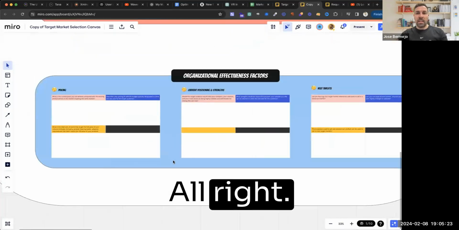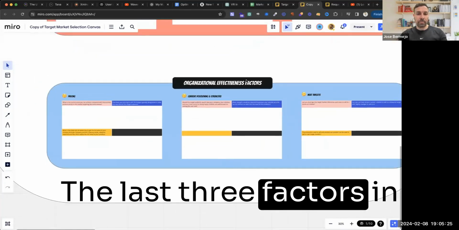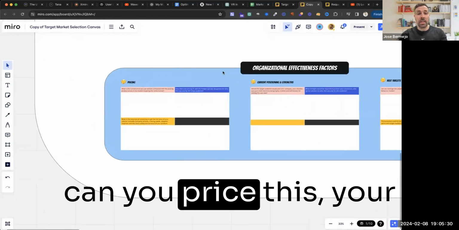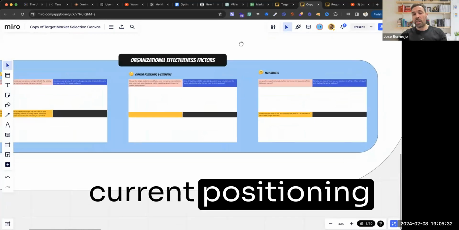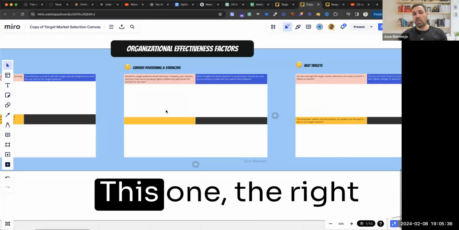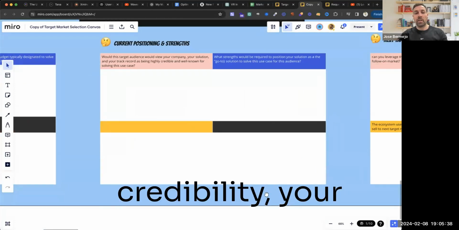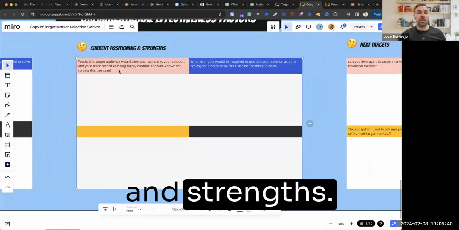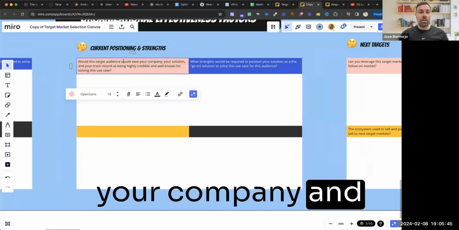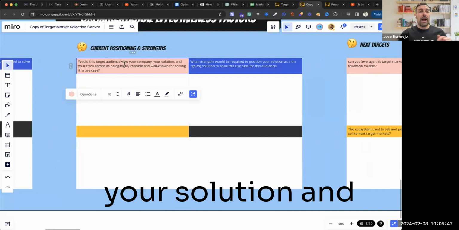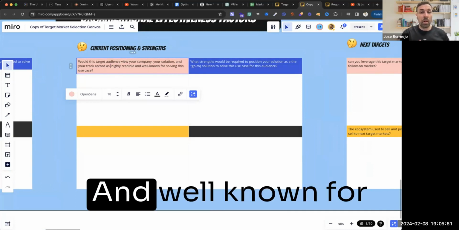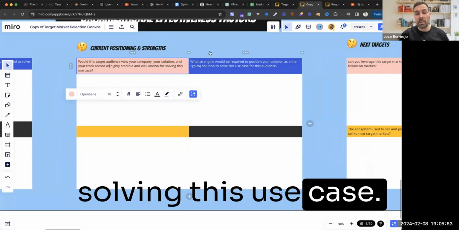All right. The last 3 factors in terms of organizational effectiveness are how you can price this, your current positioning, and your next targets, because I'm afraid we will run out of time. It's very important, this one, to drive credibility. Your current positioning and strengths: would the target audience view your company and your solution and your track record as highly credible and well known for solving this use case?